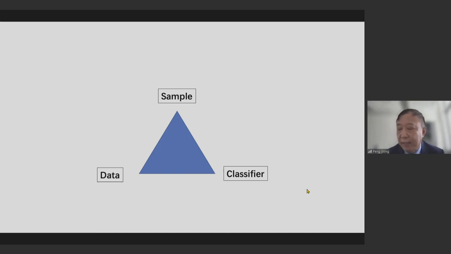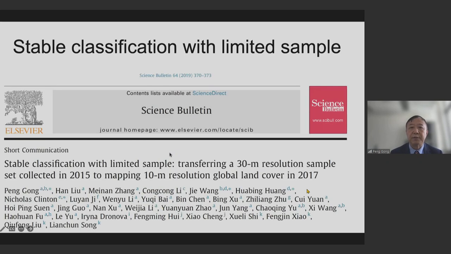Say we collect the data in 2015 as a sample, would it be applicable to satellite data in 1985? The answer is yes. There are some conditions to do that. Basically, these are the three components, like what I mentioned earlier. So in 2019, we published a paper in Science Bulletin in China called Stable Classification with Limited Samples.